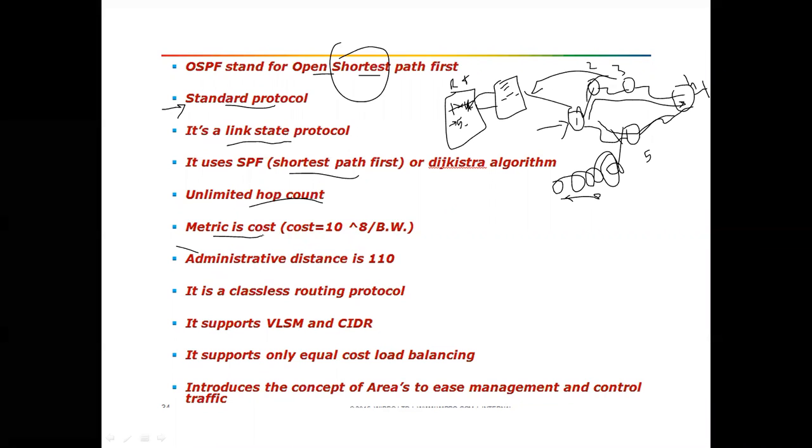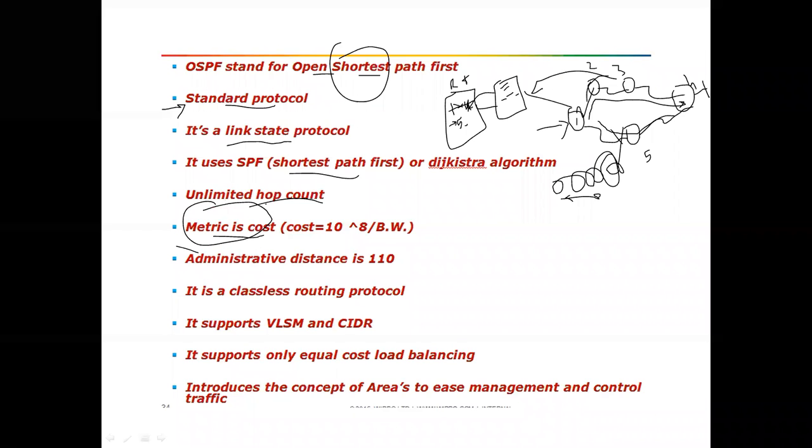Metric is nothing but the cost. The distance, like, from network 1 to 4, what are the ways? 1 to 2, 2 to 3, 3 to 4. This is one way. Then 1 to 5, 5 to 4. So the distance is calculated by the cost. That is nothing but the cost. So in this terminology, it is called the metric, and metric is nothing but the cost.